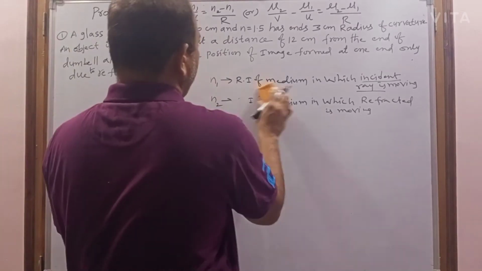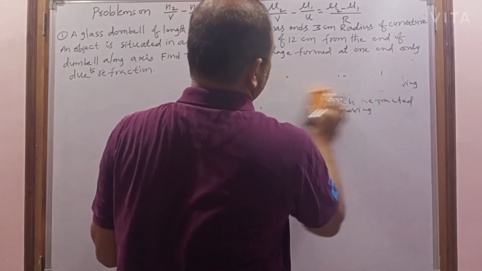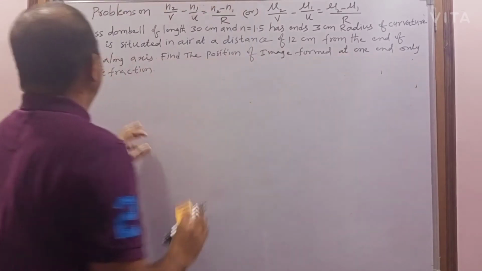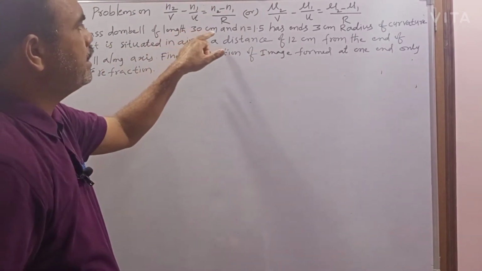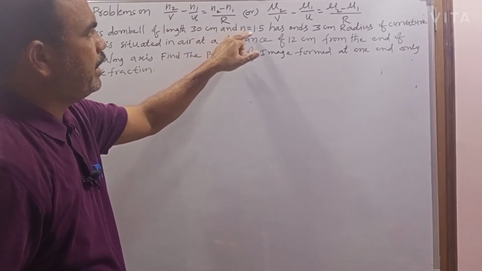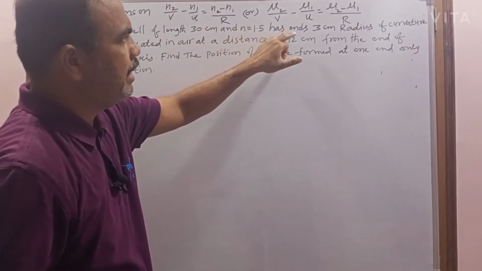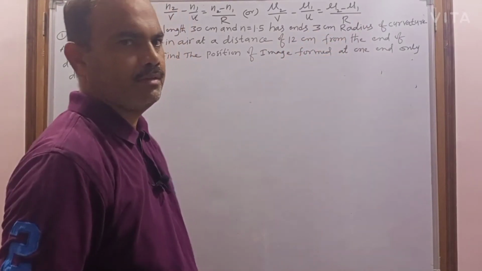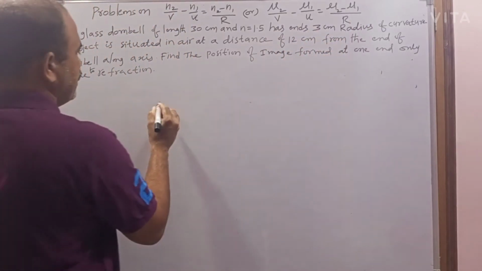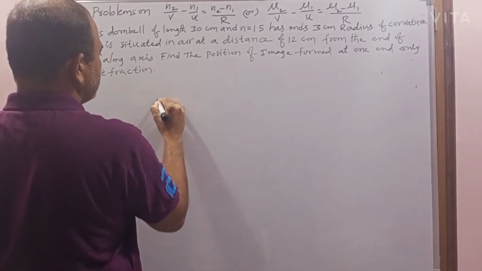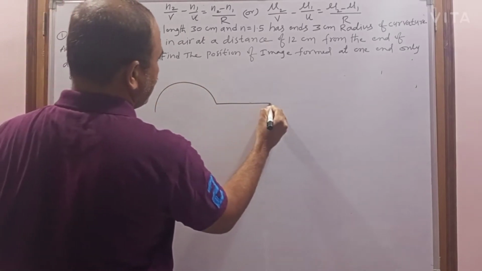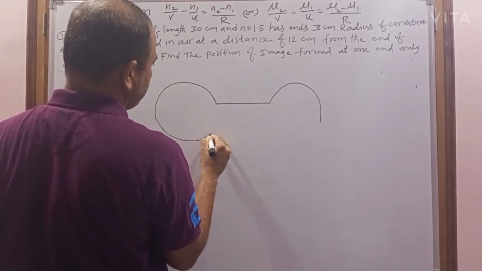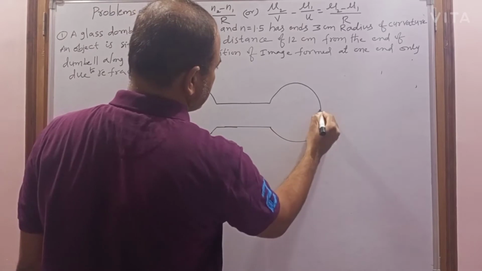And next, coming to the problem. So what is the problem here? The problem here is: a glass dumbbell of length 30 cm and refractive index 1.5 has ends of 3 cm radius of curvature. So a dumbbell is there. Let us consider it is a glass dumbbell. It has two ends.